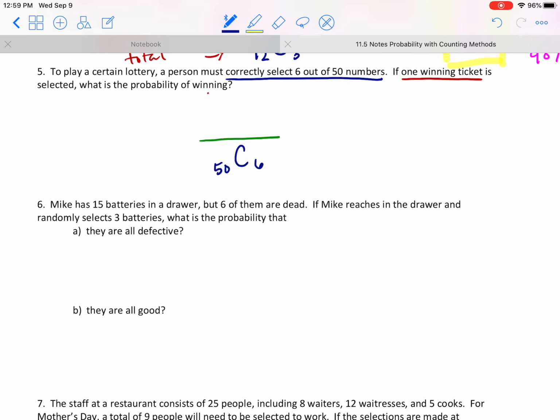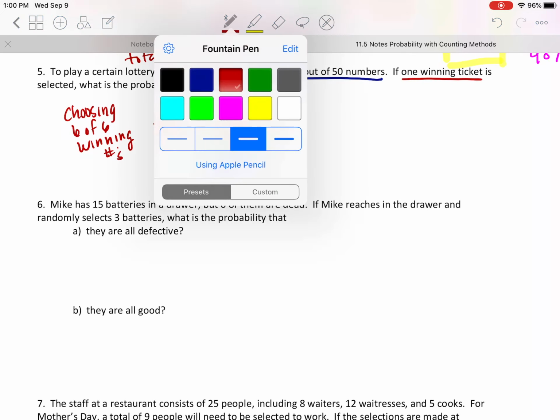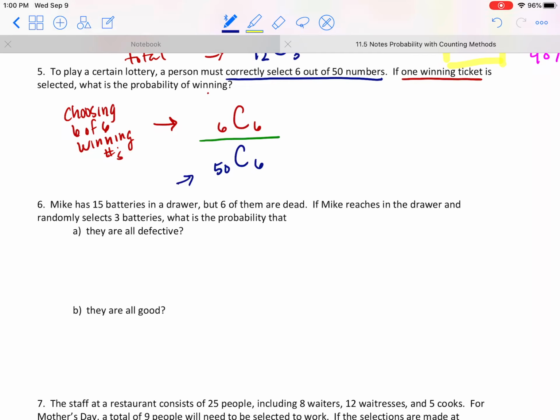On the top, the one winning ticket is going to have all 6 of the 6 winning numbers. So on the top, we want the number of combinations of the 6, choosing the 6 out of 6 winning numbers. Again, hopefully that makes sense. Even I confused it the first time. So we're choosing 6 of 6 winning numbers. And then on the bottom here, right, it's 6 of 50 total options.